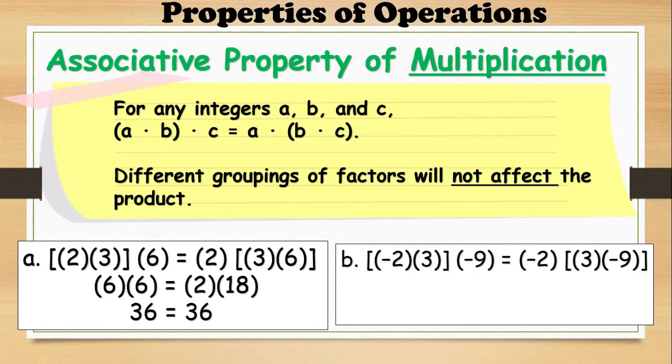Sunod, we have quantity negative 2 times 3 times negative 9 equals negative 2 times the quantity 3 times negative 9. So magkagrupo sa una yung negative 2 and 3, sa kabila naman yung positive 3 and negative 9. So dun muna tayo sa groupings, kukunin natin yung product nila. We have negative 2 times 3, we have negative 6 times negative 9 equals negative 2 times 3 times negative 9, we have negative 27. Parehas ba na magiging sagot? That's C. So tama, parehas silang 54.